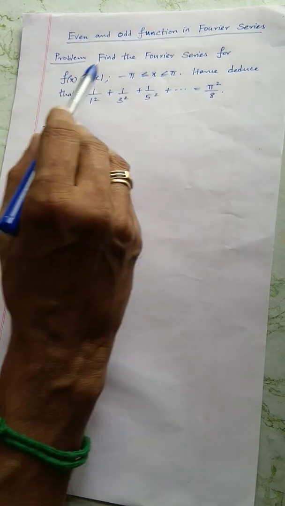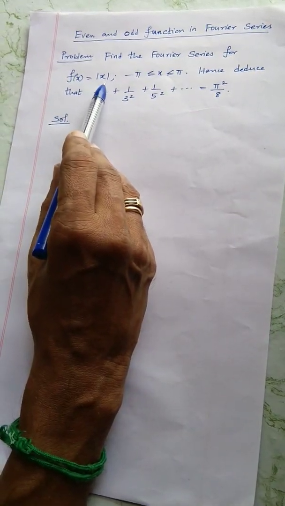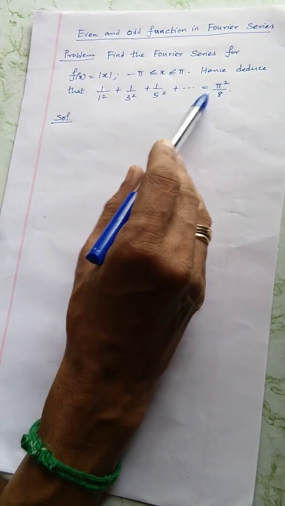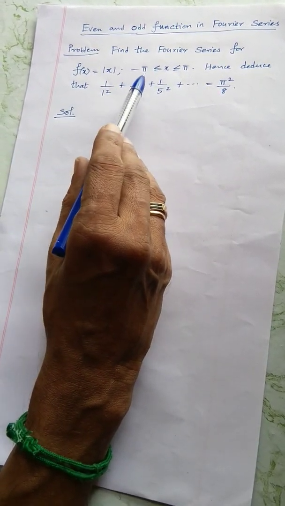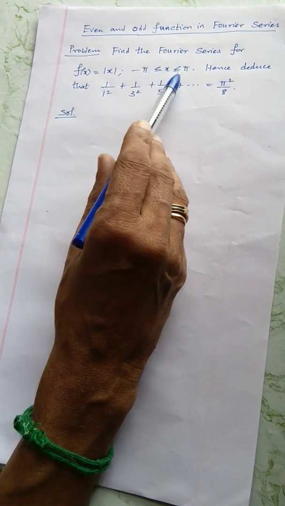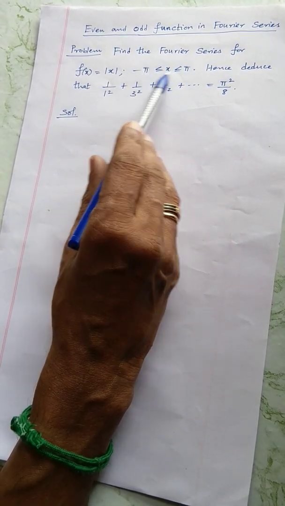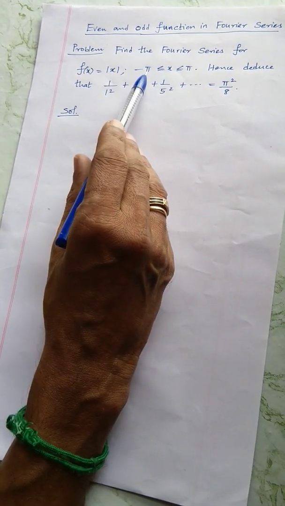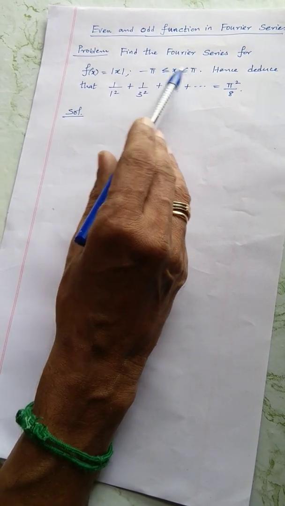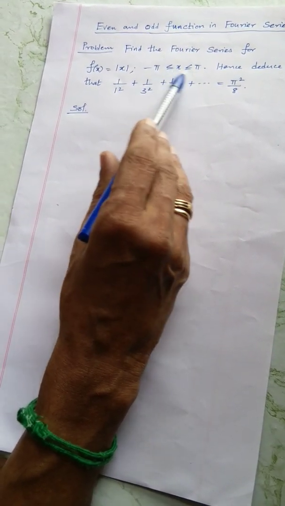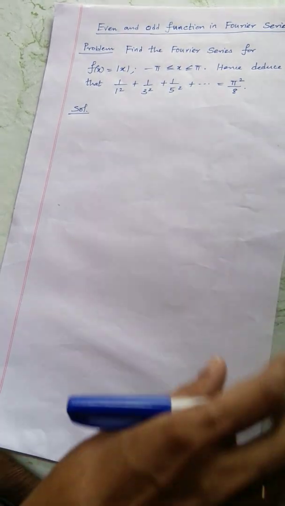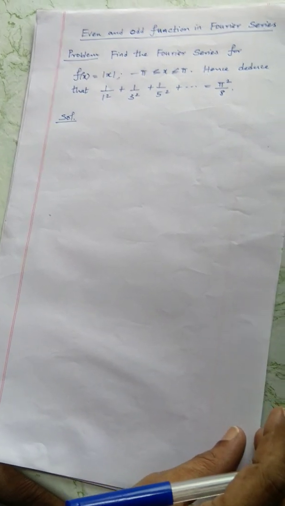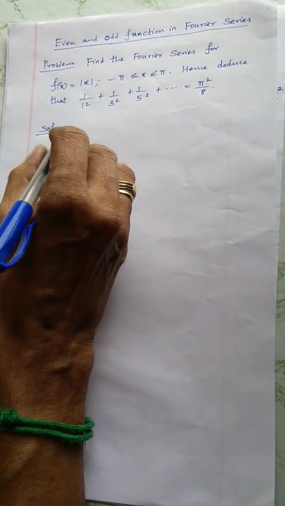Find the Fourier series for f of x equal to mod x in the interval minus pi to pi. Hence deduce this numerical series. So what is the range? The range is upper minus lower, so 2 pi. The function is well defined. As you know very well, if any function is defined in the interval minus a to plus a, then we can think of the properties of even and odd function, in order to reduce the number of integrals in the Fourier coefficients.